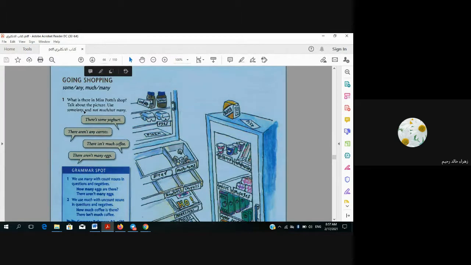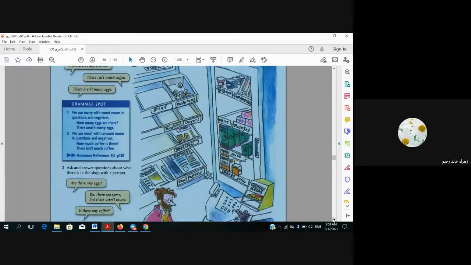Going shopping: some, any, much, many. What is there in Miss Potts' shop? Talk about the picture, use some, any, and not much, not many. For example, there is some yogurt. You see yogurt? Some yogurt. There aren't any carrots. There isn't much coffee, and there aren't many eggs.